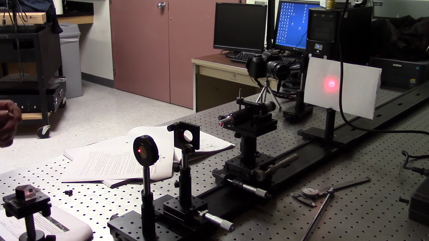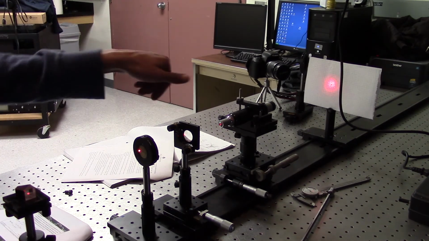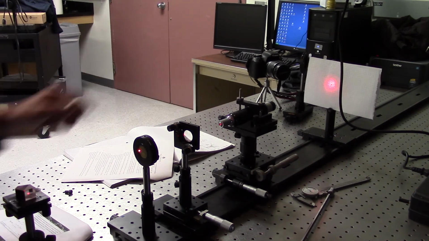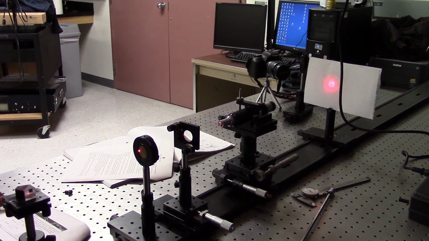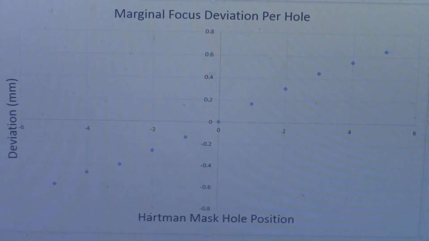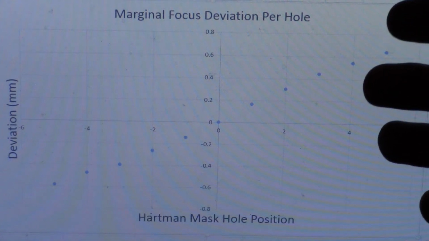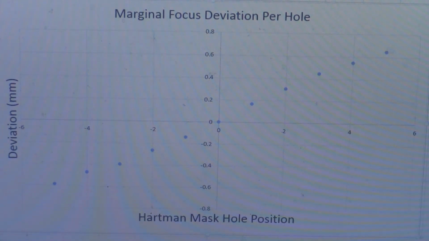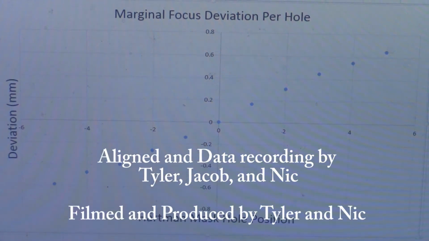In this section, in order to reduce spherical aberration, we flipped the lens around and repeated the steps that we did in the measurements in step D. After we got our measurements, we produced our graph here that shows that we've reduced spherical aberration and that all we have left is really just defocus.